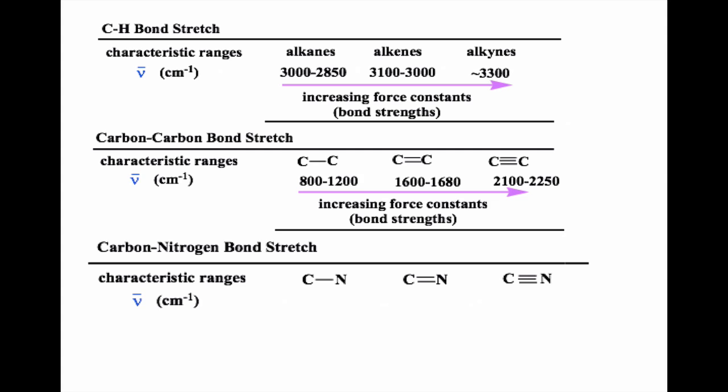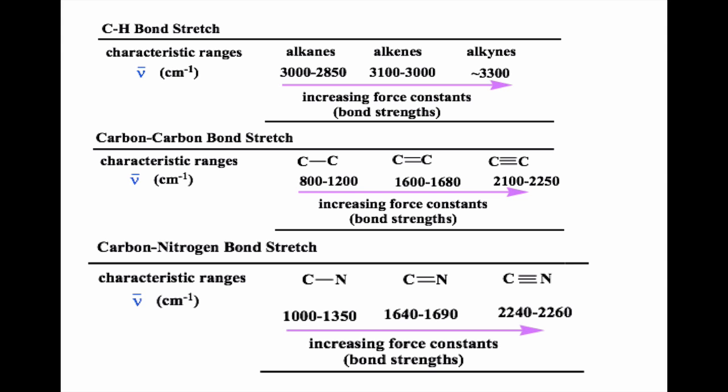Okay. Carbon-nitrogen bonds. Where might we find a carbon-nitrogen single bond? Yeah, kind of in that fingerprint region. A carbon-nitrogen double bond, we're going to find it in that sp2 region. A nitrile, we will find that in the sp region. Okay?